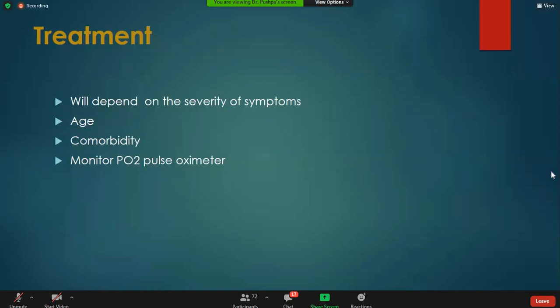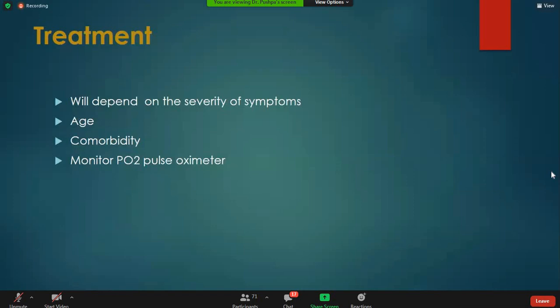Treatment will depend upon the severity of the symptoms, the age of the patient, and what are the comorbid conditions that are there. That means hypertension, blood pressure, any lung condition which is present, and we will check the PO2 by pulse oximeter before going to the hospital, and after that they can see on the monitors.